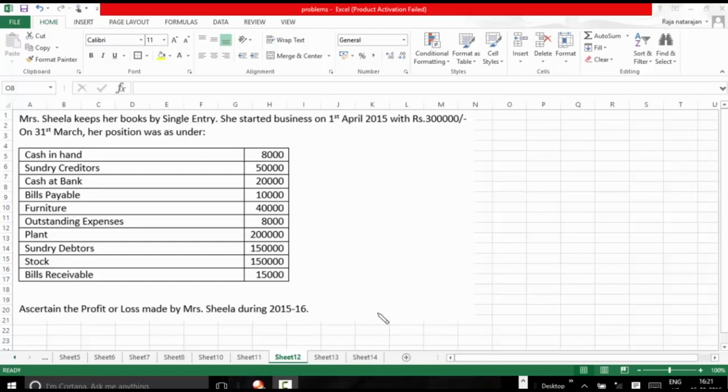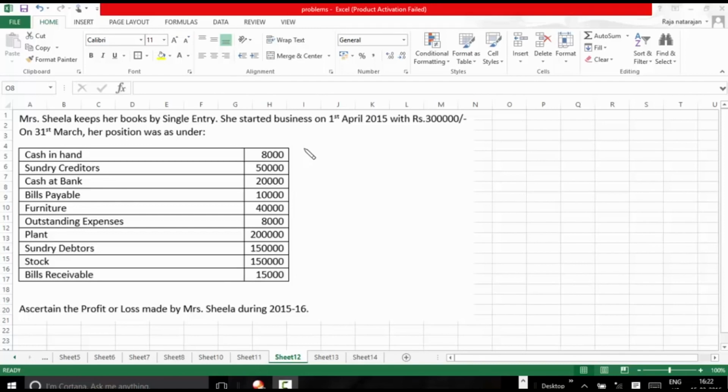So how can we find the profit? What we can do is we have the information right from 1st April, the day when she started the business with 3 lakh, and you also have the position as at the end of the year, 31st March 2016. With this, you can prepare a balance sheet, okay? And this balance sheet will help you to understand the capital position.